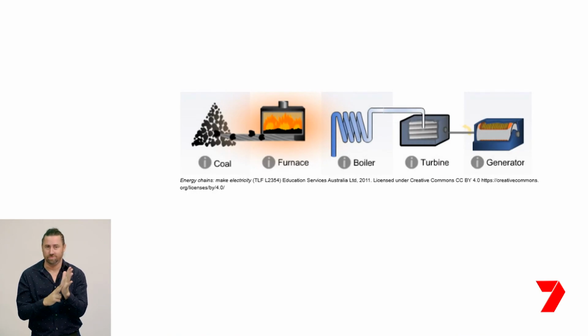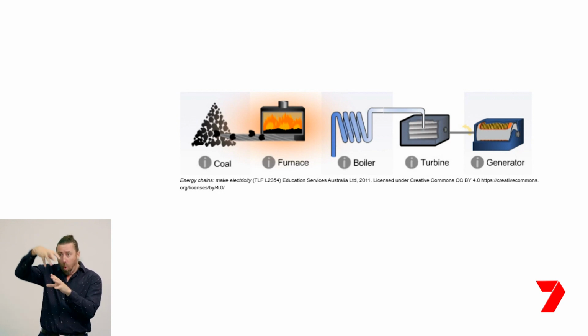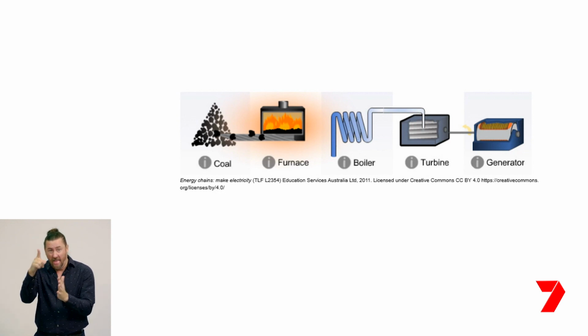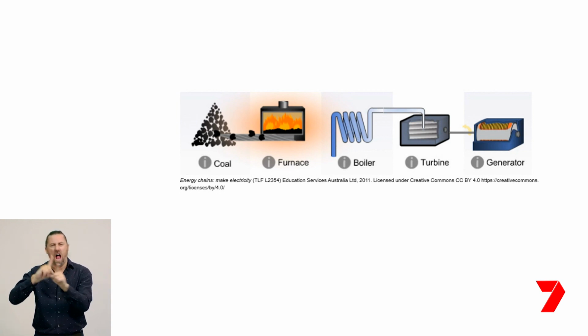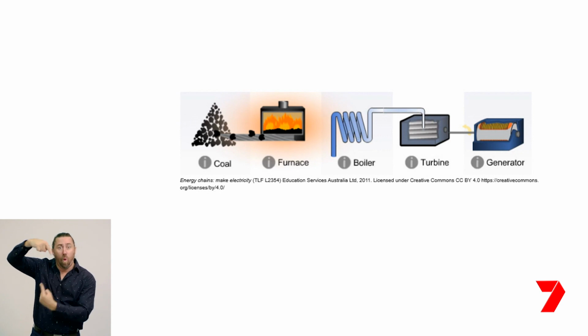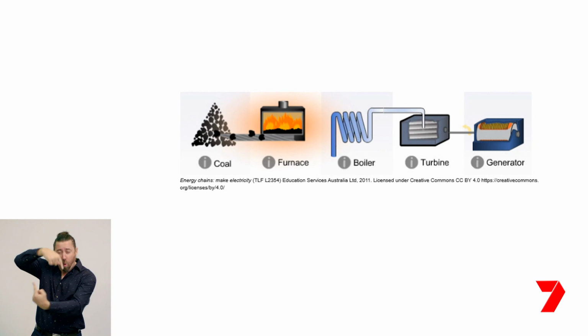First, to release the energy stored in coal, it must be burned in a furnace. This produces heat energy. The heat energy heats up a liquid, usually water, inside a boiler. It's like a kettle. This produces steam. The steam is then piped into a turbine. It's like a big fan. The steam pushes and spins the fan's propellers in the turbine, producing rotational energy.